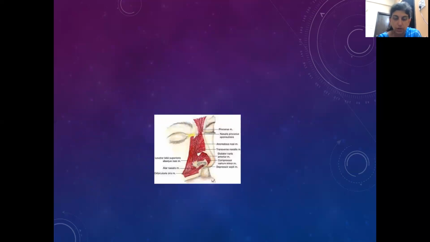This is a picture showing the muscles of the nose, the procerus, the transverse nasalis, dilator nares, levator labii superioris, ala nasalis, depressor septi.